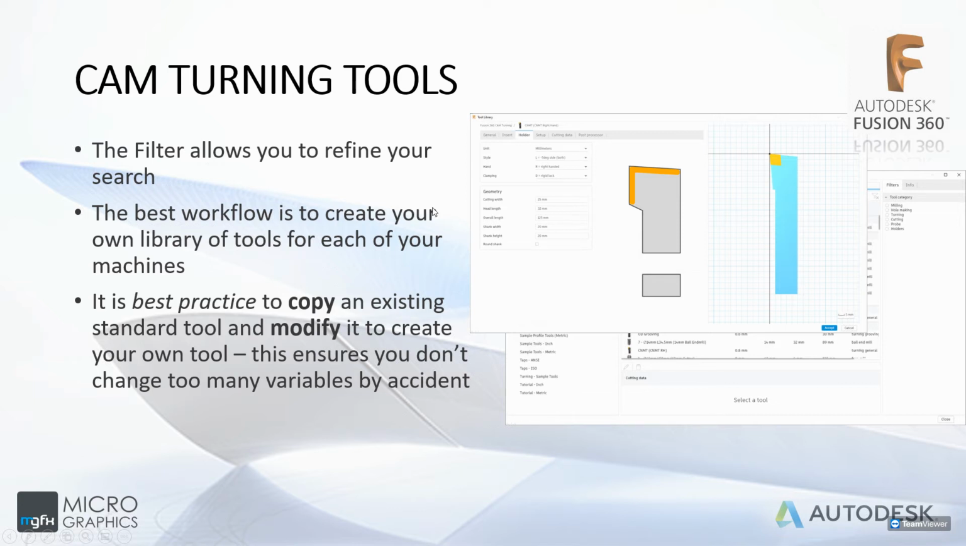Like we've said, the filter allows you to refine your search. The best workflow is to create your own library of tools. So you will see that I have a preview of what it looks like to create a tool. You'll be able to define all aspects or all geometry of a basic tool. So for example, here is a turning cutting tool. We can define the holder geometry, basically how wide, how long, and what angle is it pointed at, whether it's a left hand tool, whether it's a right hand tool, etc.